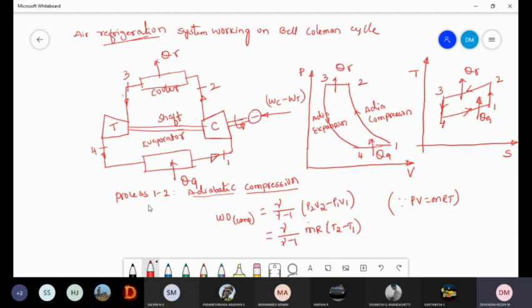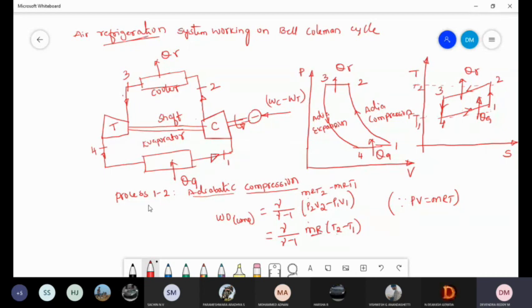Why is this T2 minus T1? You can see here in the TS diagram, T2 is more compared to T1. Because PV is equal to MRT, I will write this in the form of MRT2 minus MRT1. Then the common factor is MR, and T2 minus T1. I have taken this directly.